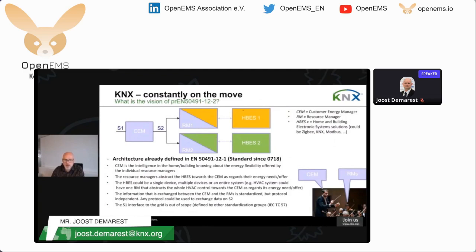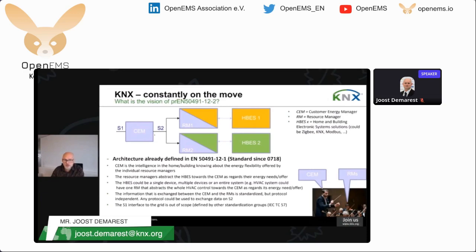So the HBS could be a single device, it could be multiple devices, or it can even be an entire system. So an entire HVAC system could be abstracted by a single resource manager. So this would mean that not all technical details of all products would be visible to the energy manager. Only the so-called energy flexibilities of an entire system should be visible for this customer energy manager.